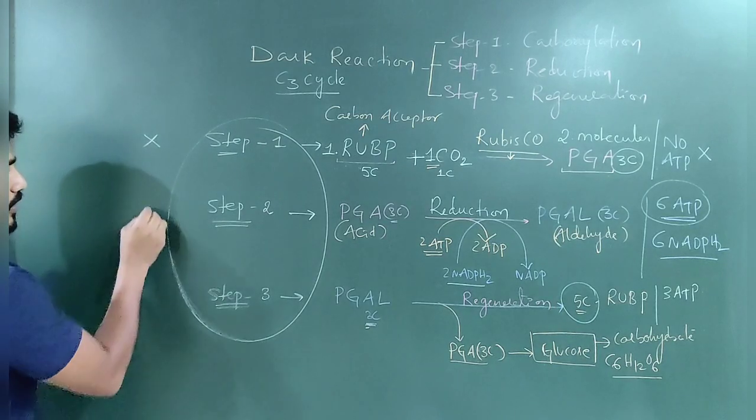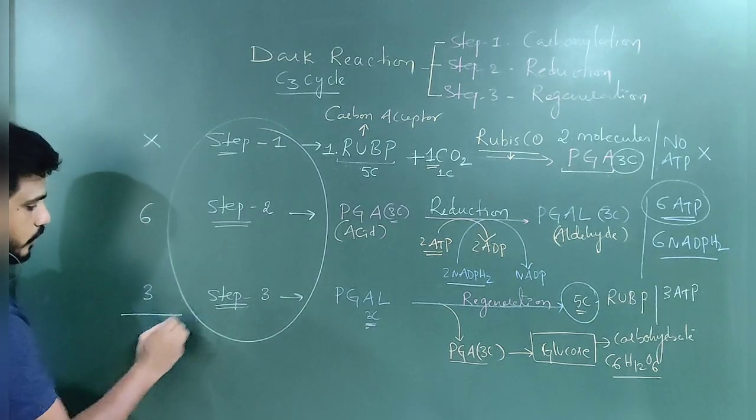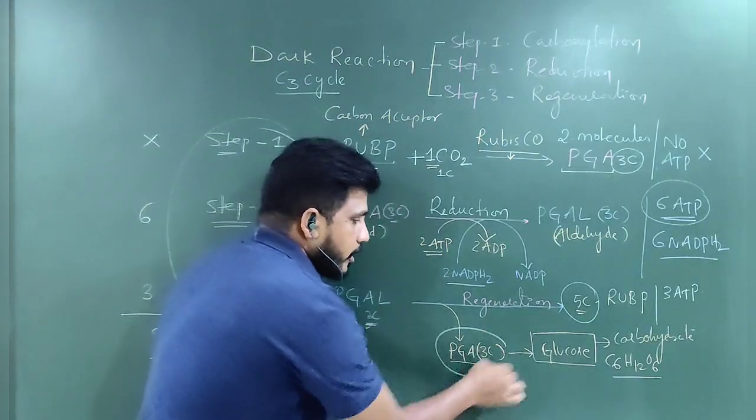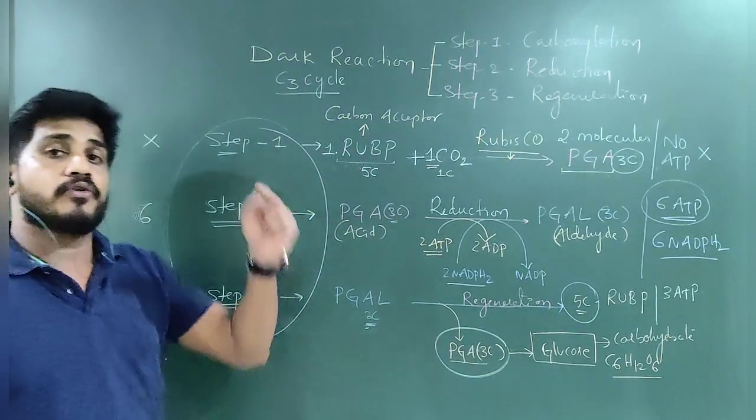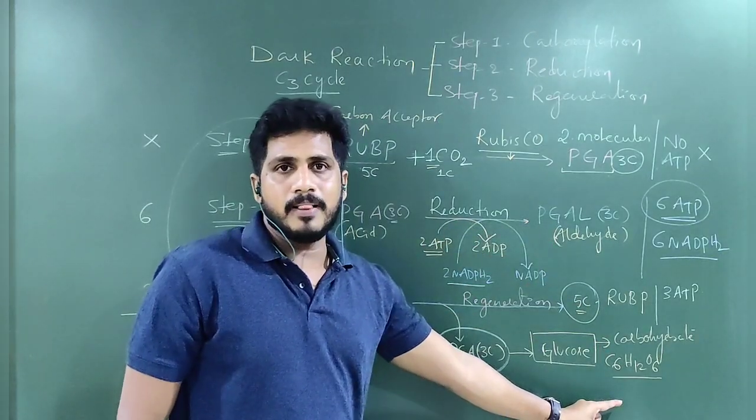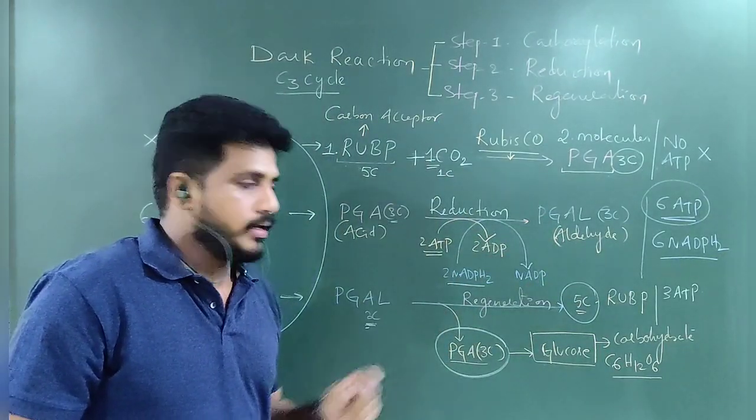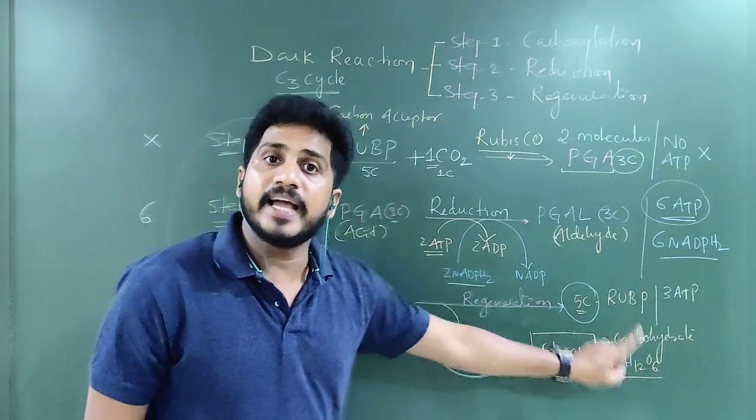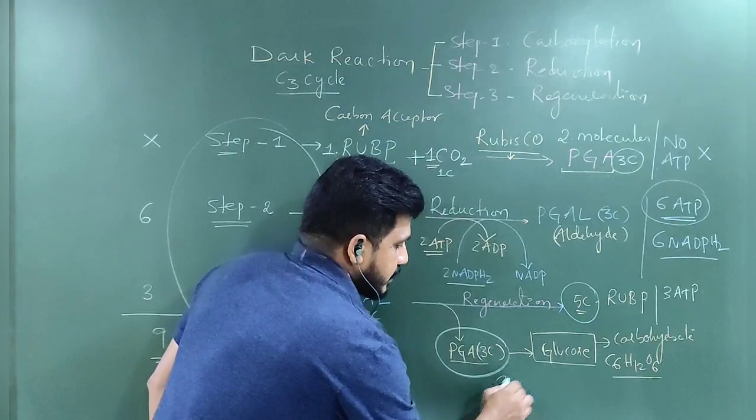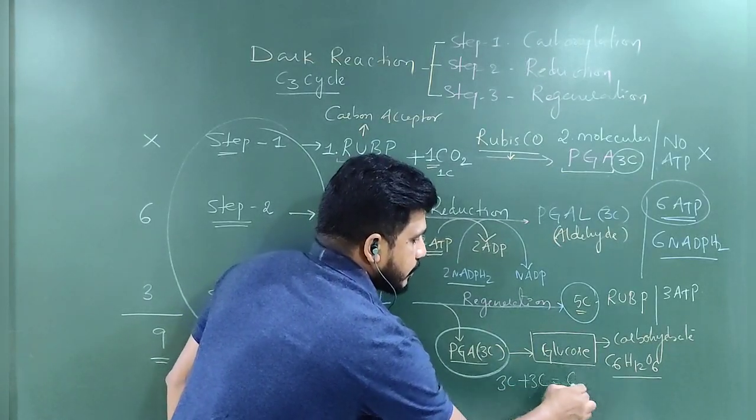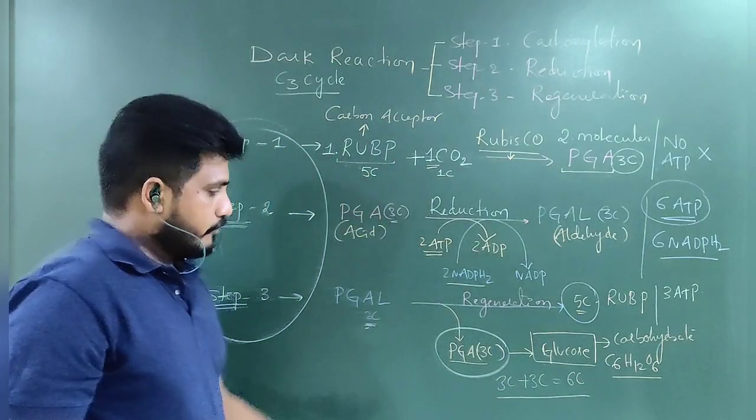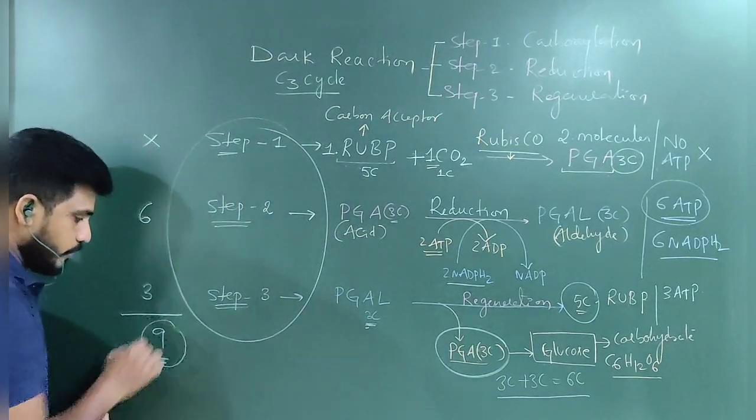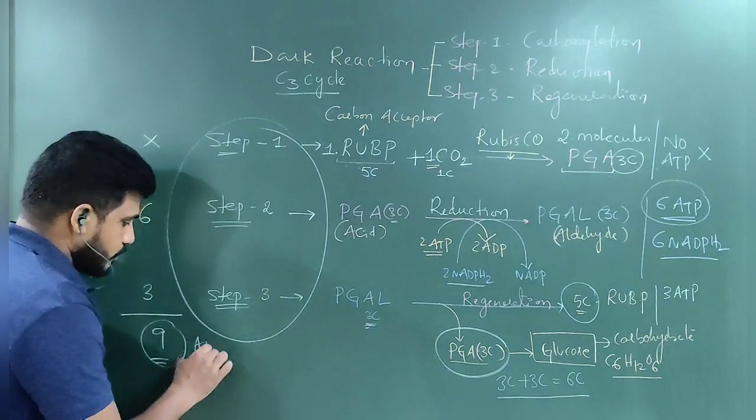Here nil, here 6, here 3, total 9. So 9 ATPs are used for the 3 carbon component. But to form a glucose molecule, how many ATPs are required? Glucose is 6 carbon, while this is a triose. Glucose is a hexose, so 2 trioses, 3C plus 3C is equal to 6C. For 1 3C molecule, we need 9 ATP molecules.